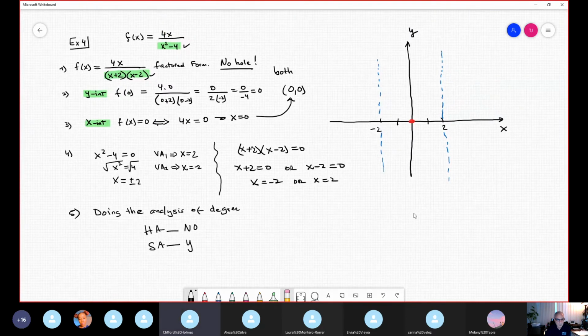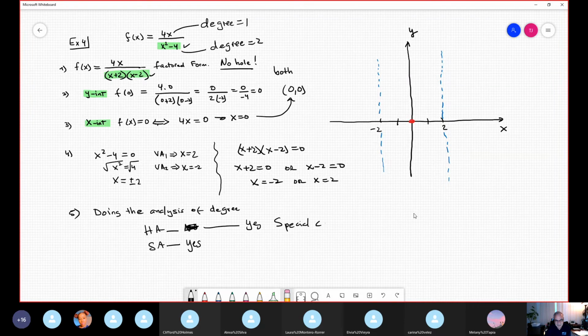Totally wrong, because remember, the degree of this polynomial is 1, yes or no? Yes. The degree of this polynomial is 2. So we have two possibilities to have a horizontal asymptote: when the degree is the same, which is not the case, or when the degree of the bottom is bigger than the degree of the top. This is yes, but it's a special case.